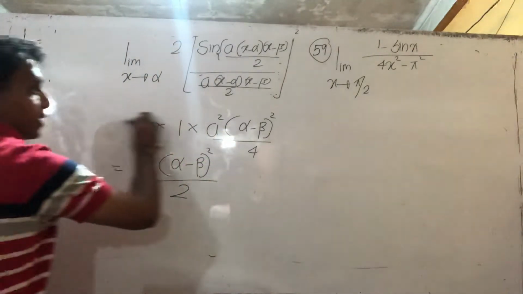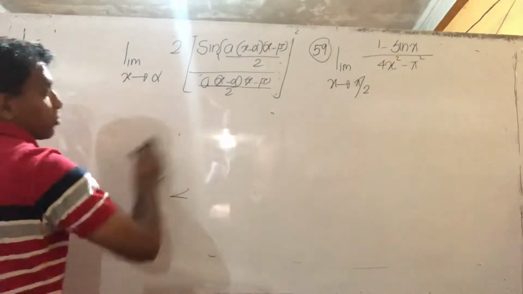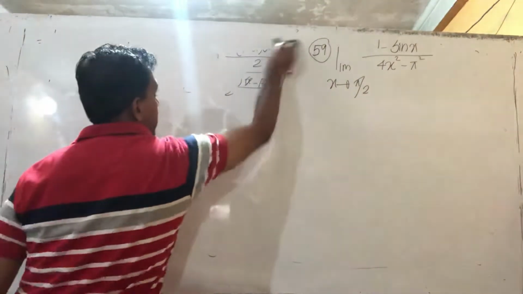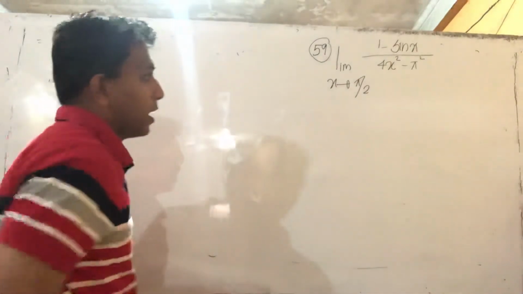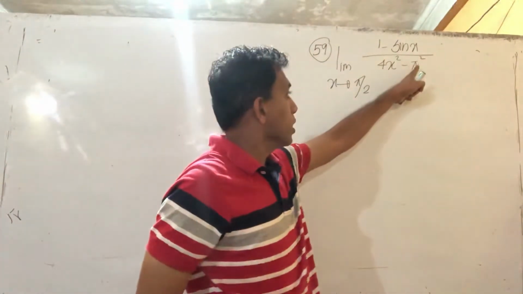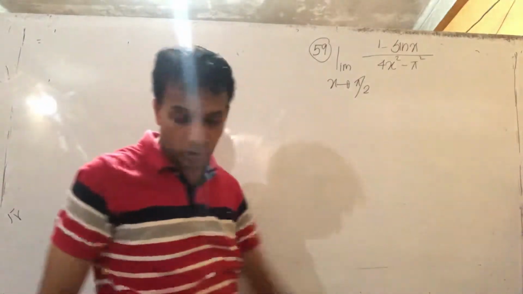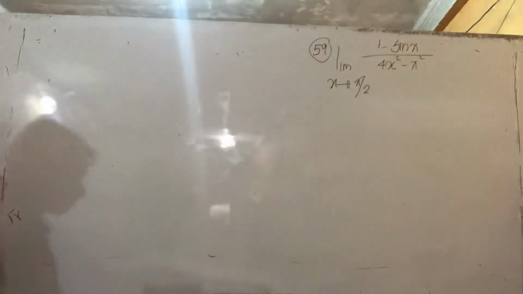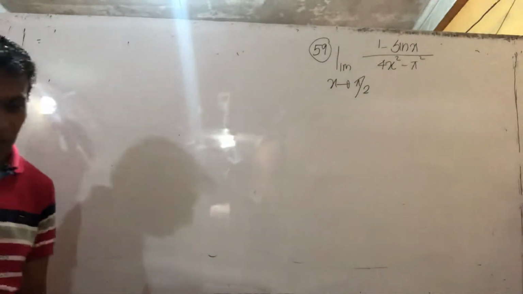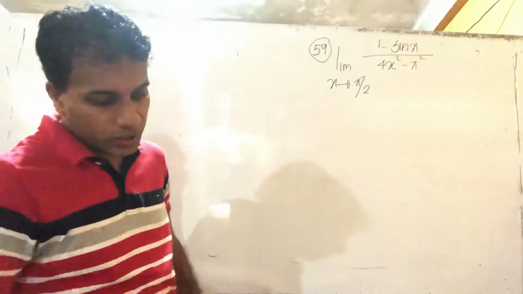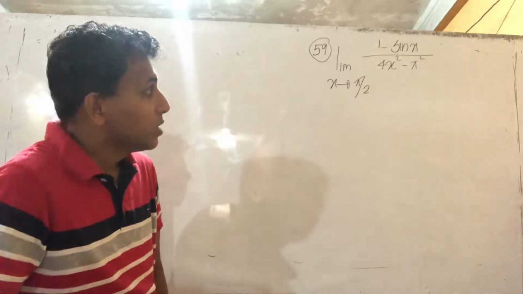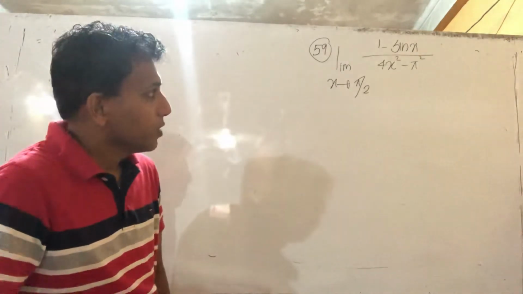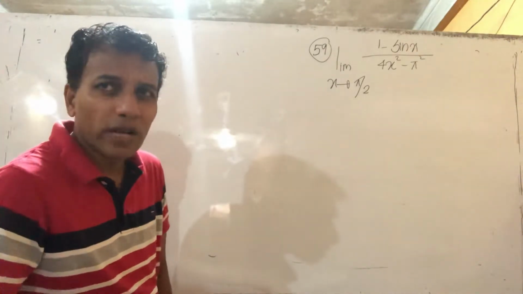1 minus sine x over 4x square minus pi square. If you put x for 90, what happens? Sine 90 is 1. 1 minus 1 is 0. And here also, 4 times pi square over 4 cancels, pi square minus pi square also becomes 0. So no use of direct substitution. Okay, there are so many methods. I will explain both, you can work with one of them.